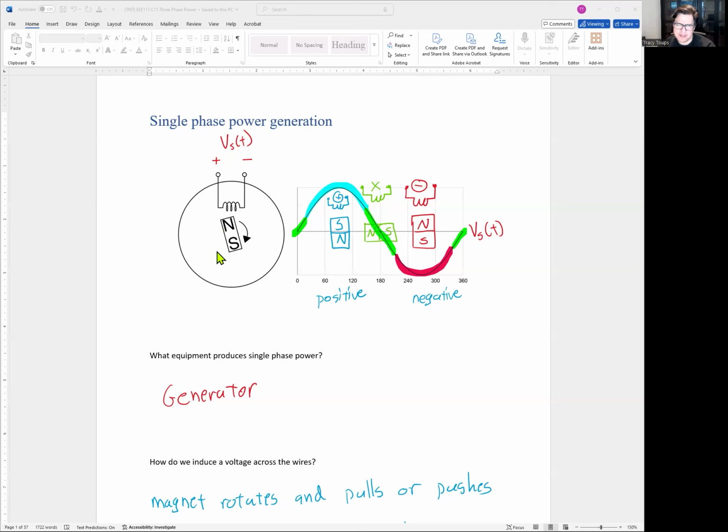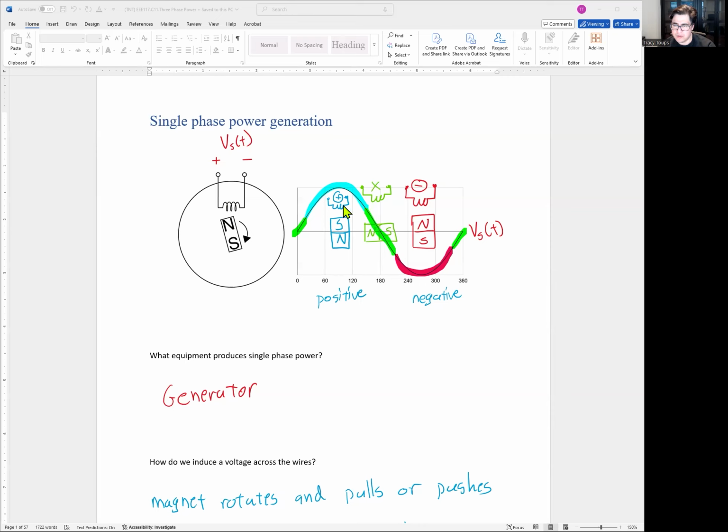So as the magnet spins, when the North Pole gets closer to these coils, it's going to attract electrons towards the coil. Remember, North will repel positive charge and try to bring in negative charge. So when the magnet is on the north side, it's going to attract electrons here to give it a more negative polarity for the voltage. And when this spins around and the south pole comes up here, then it's going to repel the electrons and bring in positive charge. So that's why you get this sinusoidal waveform for your output voltage.